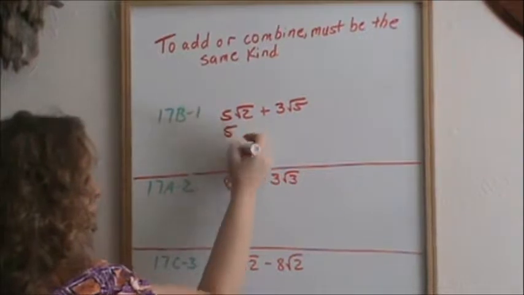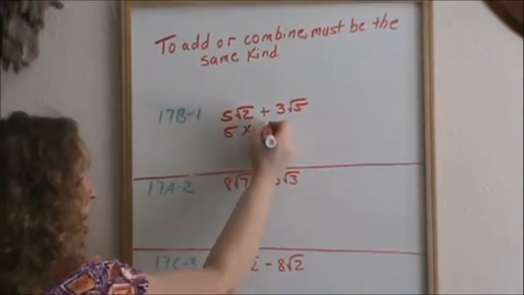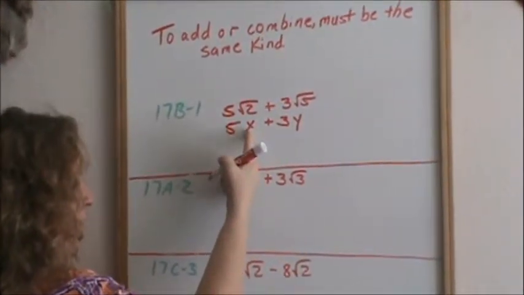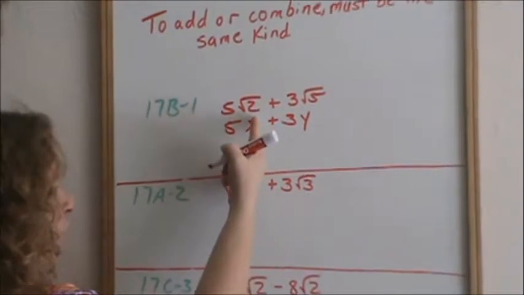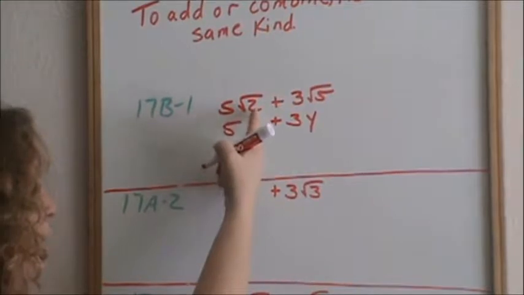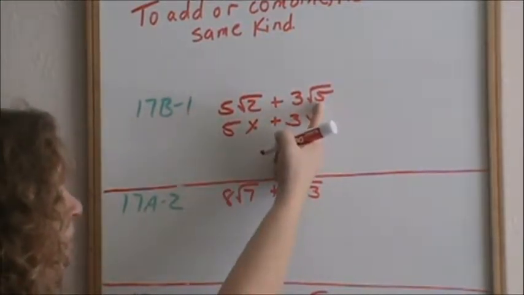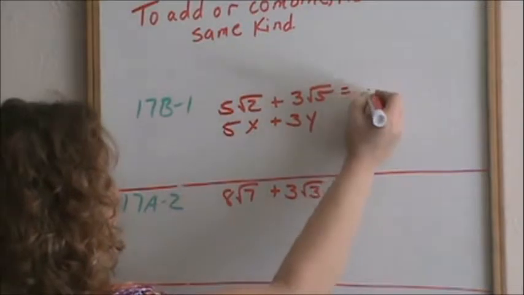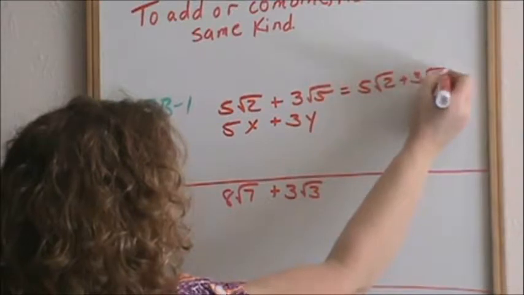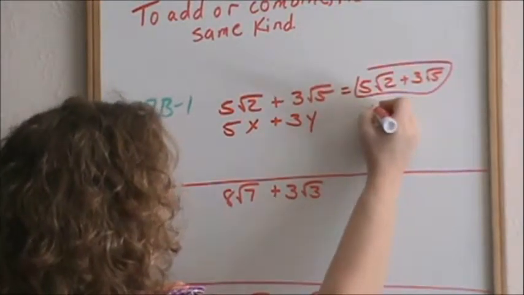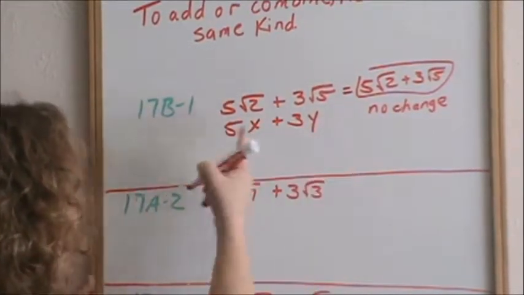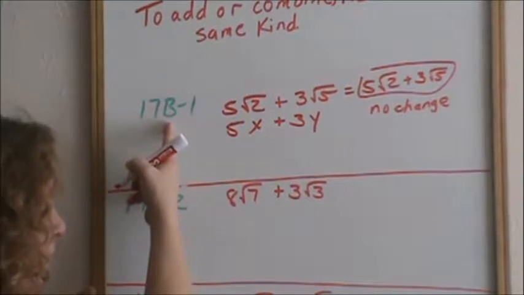So if we treated this to say square root of 2 was just like x and square root of 5 was just like y, in algebra you cannot combine x's and y's. In the world of radicals, you cannot combine different radicals, so you cannot combine square root of 2 and square root of 5. So therefore, this problem would not change, and you can rewrite it just the way it is, and that would be your answer, or you can write it no change. And by the way, that was problem 17b, 1.